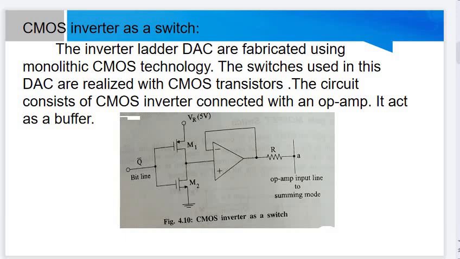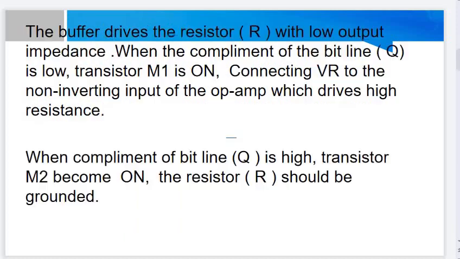CMOS inverter as a switch. The inverter ladder digital to analog converters are fabricated using monolithic CMOS technology. The switches used in this digital to analog converter are realized with CMOS transistors. The circuit consists of CMOS inverter connected with an op-amp. It acts as a buffer. The circuit diagram of CMOS switches is shown in figure. The buffer drives the resistor R with low output impedance.